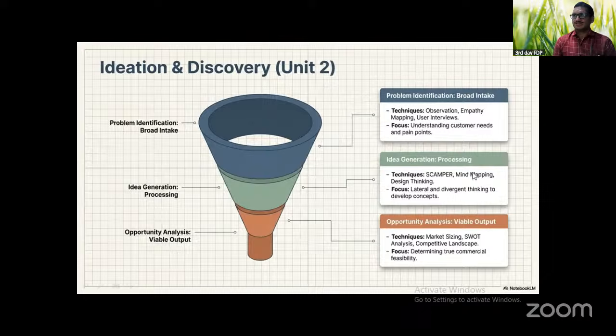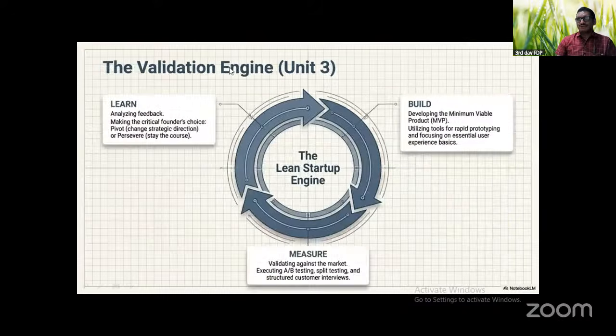Next, idea generation. While generating an idea, you can use mind mapping, design thinking, etc. And opportunity analysis: SWOT analysis, competitive landscape focus. Then you should focus on the true commercial feasibility. Next, validation. We are seeing in the unit here the validation engine. Here you can see the learning.